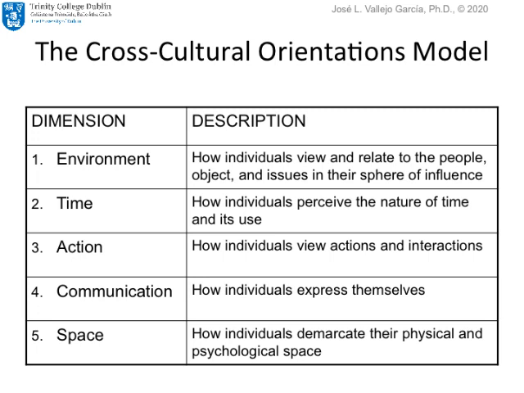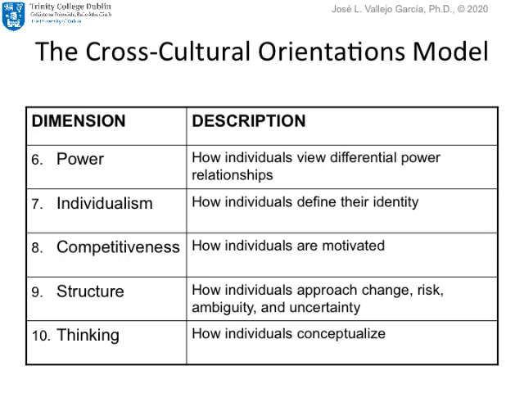Number 6, power, how individuals view differential power relationships. 7, individualism, how individuals define their identity, collectivistic, individualistic. Then we have competitiveness, how individuals are motivated. Structure, how individuals approach change, risk, ambiguity, and uncertainty. And of course the thinking, how individuals conceptualize information. So those are the 10 dimensions.